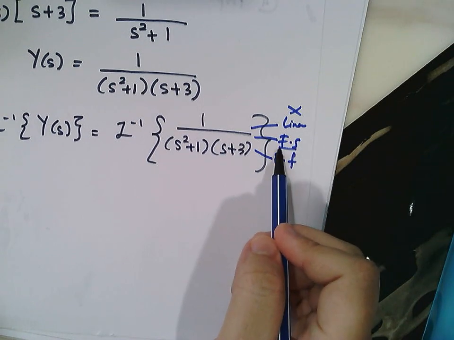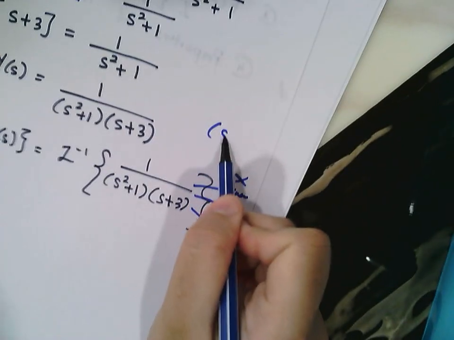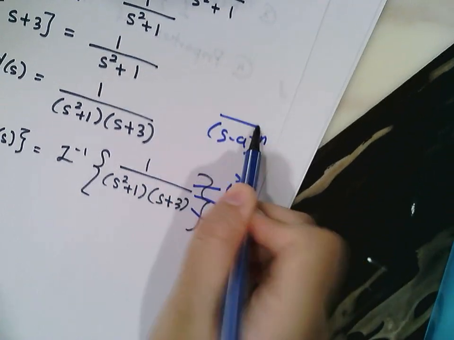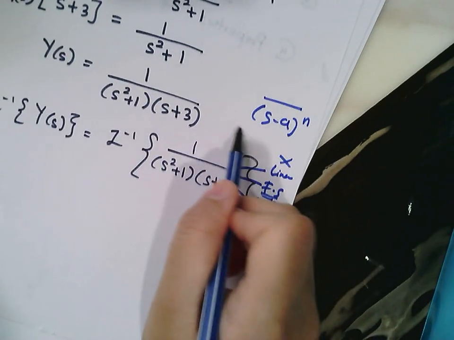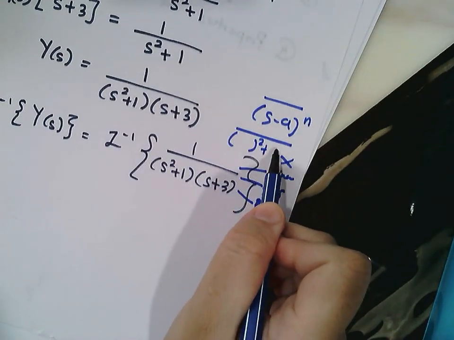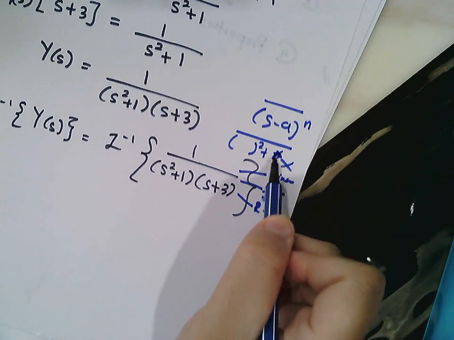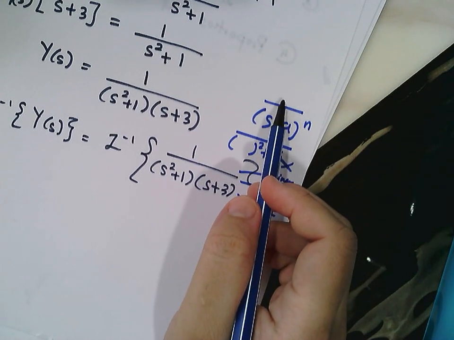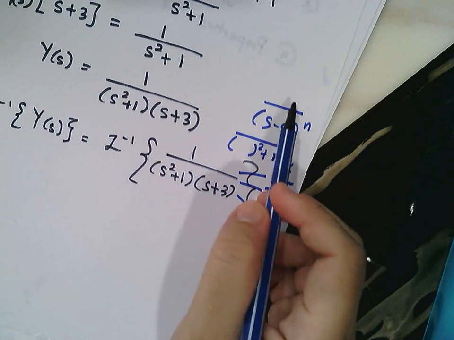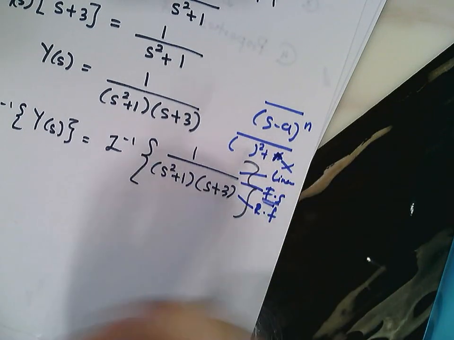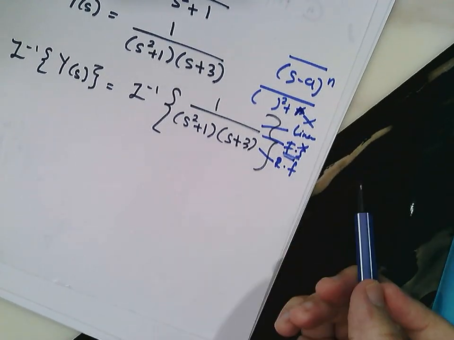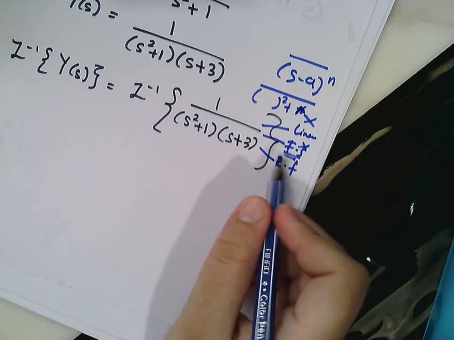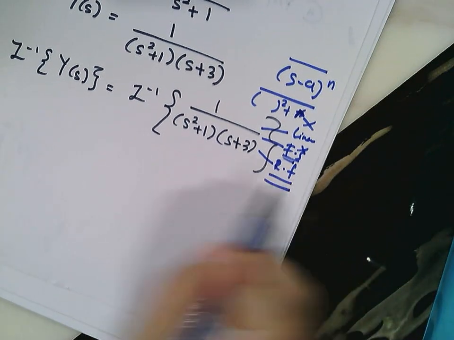Remember when to use first shift: when you have (s minus a) to the power of n for the denominator part, or you have it in the form s squared plus something or minus something, or for the numerator you have s or s minus a or s plus a. Take a look back at my previous video if you don't understand this one. So first shift is also not suitable in this situation, so the only one left is rational function.